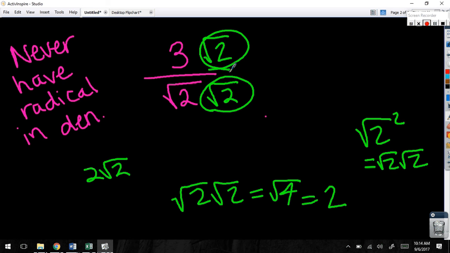Because you can multiply anything by 1, right? And it keeps the same value. And the square root of 2 divided by the square root of 2 is 1. So really I'm just multiplying this fraction by 1. So it's 3 times the square root of 2 over 2. That's the answer? Yes, you can have a radical in the top, you cannot have it in the bottom.